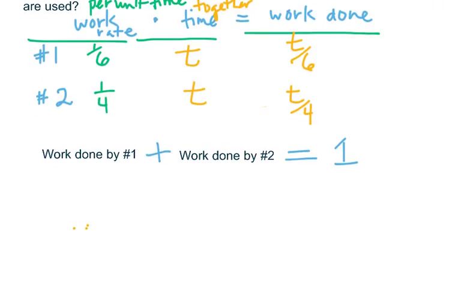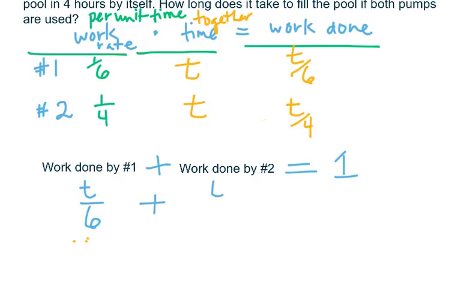All right, so the work done by pump number 1 is t over 6, plus the work done by number 2, which is t over 4, is equal to 1. Remember we can have expressions stand in for things. And guess what we get to do? We get to clear fractions, yay! So you get to use something you learned earlier this year.